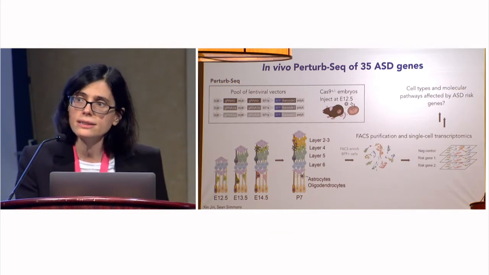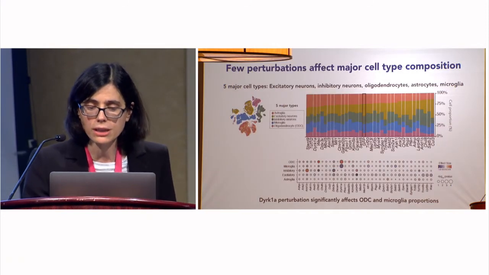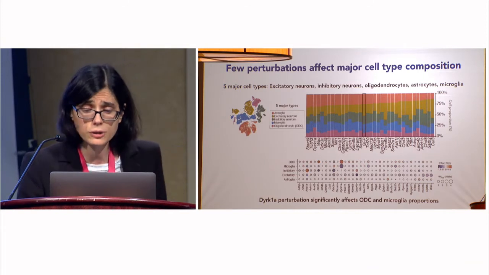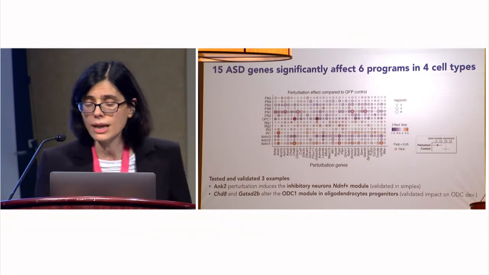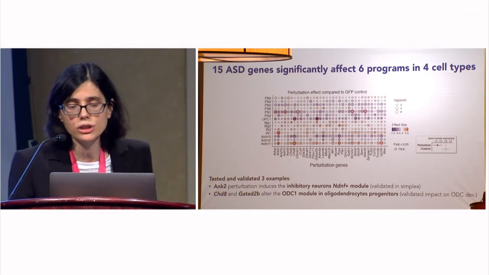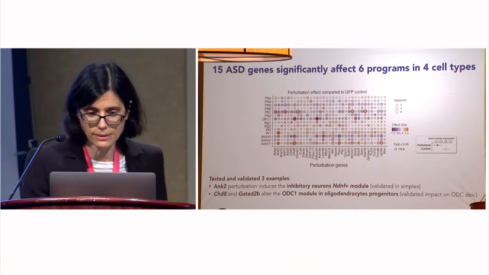Because we have single-cell RNA-seq, we don't actually need to know what phenotype we're looking for, and there's at least 2 that we can look at. We can ask if the composition of cell type is affected. Turns out only 1 affects the composition of cell types. But then we can also ask whether there are gene programs that are affected, and we find that 15 of the 35 genes that we tested significantly affect the 6 programs across 4 cell types.